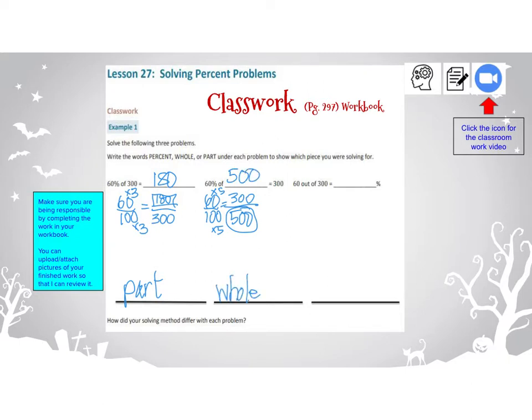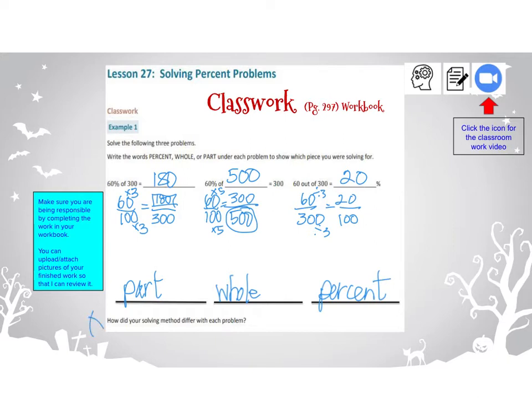Okay. And then if I got 60 out of 300, and we want to know what that's equal to as far as percent, well, this I divided by 3. So this I'm going to divide by 3, and I get 20. So this is 20%, and that's percent.